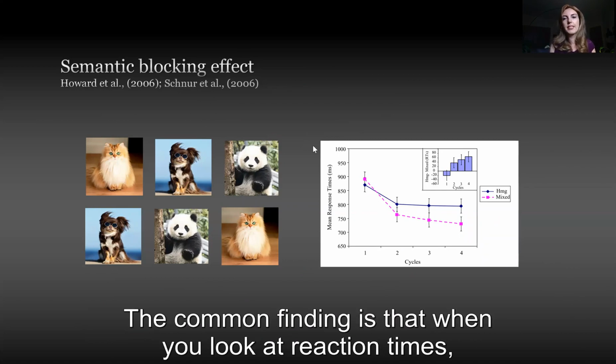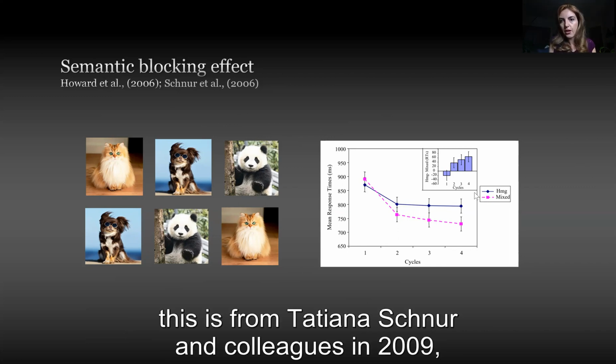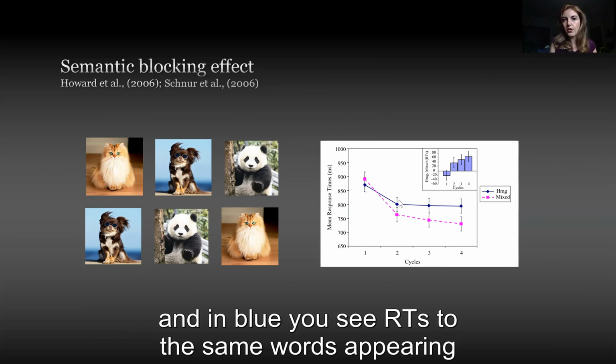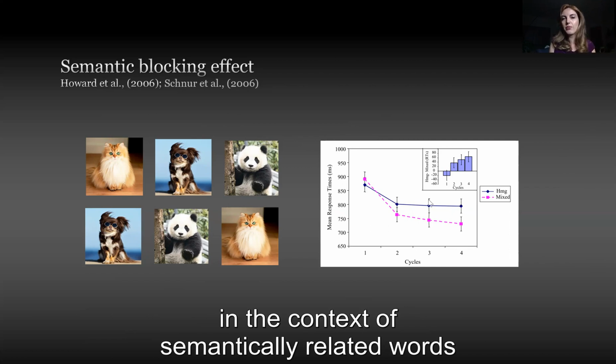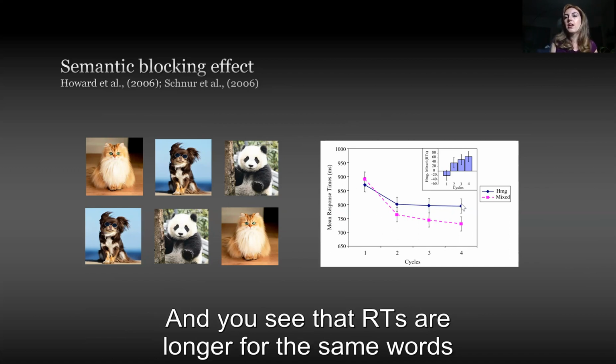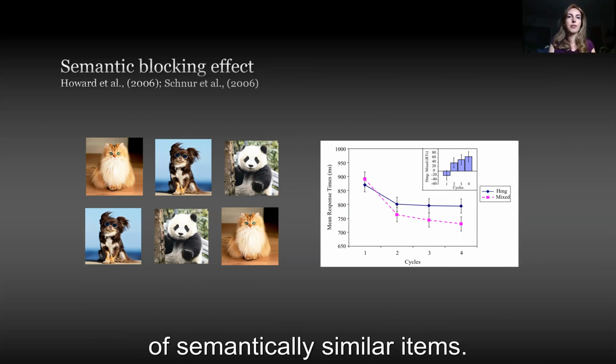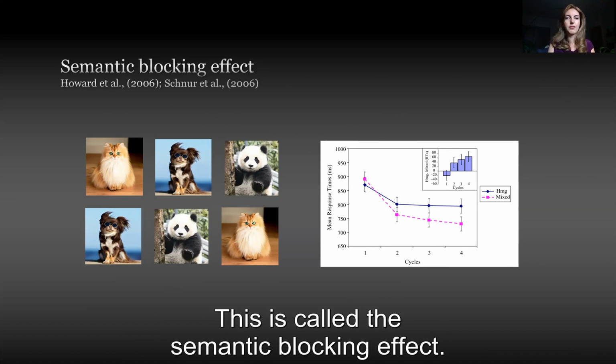The common finding is that when you look at reaction times, this is from Tatiana Schnur and colleagues in 2009, and in blue you see RTs to the same words appearing in the context of semantically related words, and in pink, those words in the context of unrelated words. And you see that RTs are longer for the same words when they appear in the context of semantically similar items. This is called the semantic blocking effect.